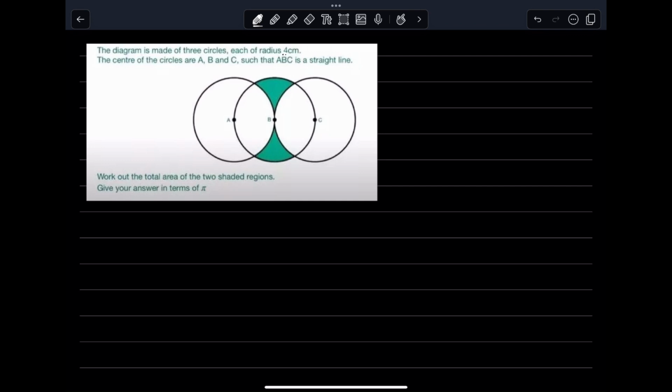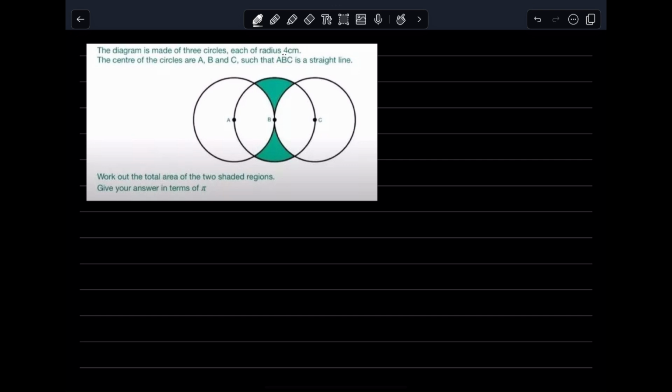Hello everybody. Today I'll be attempting this question from the Edexcel GCSE 2022. This was the final question on a non-calculator paper and it involves finding the area of a shaded region, 3 circles. Okay, let's go through the question.